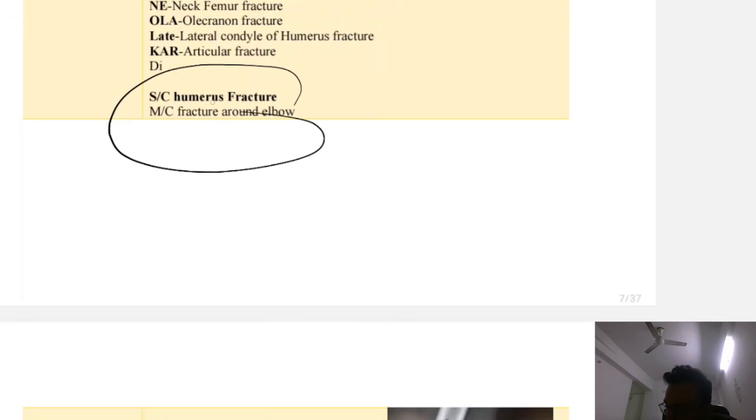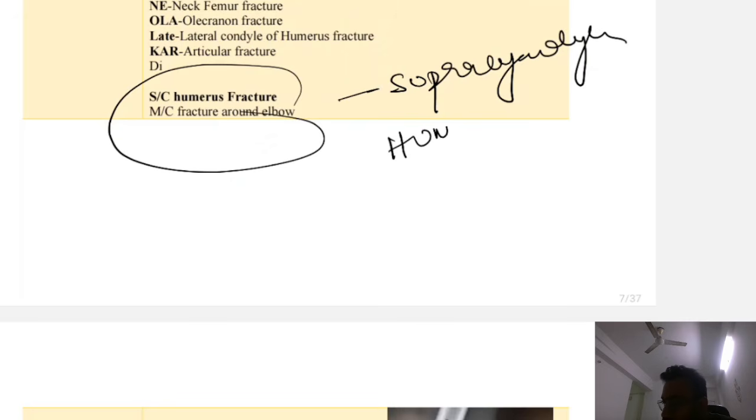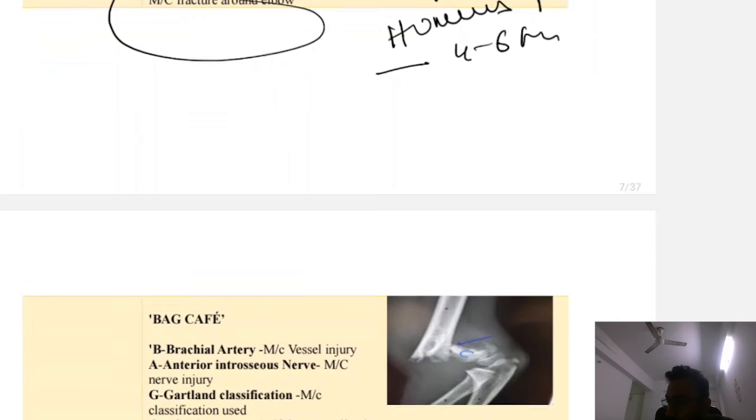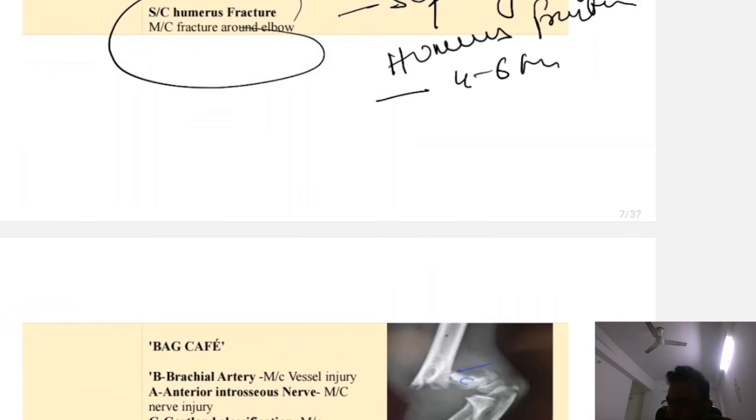So the first topic of PYT discussion is supracondylar humerus fracture. That is very important. Supracondylar humerus fracture is repeated 4 to 6 times in the last 5 to 6 years of NEET PG and INICET exams. So what is supracondylar humerus fracture?